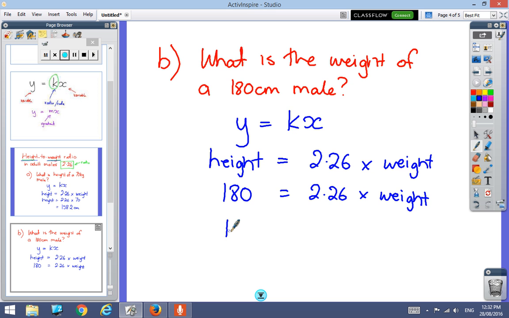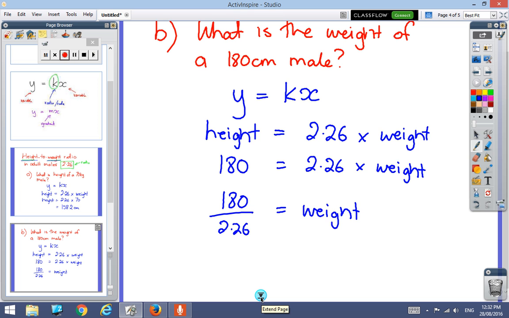So this then becomes 180 divided by 2.26 equals the weight. And if I jump down a little bit further, I can then get that the weight is equal to 79.6 kilograms. So that's, I guess, the first application of looking at y equals kx.